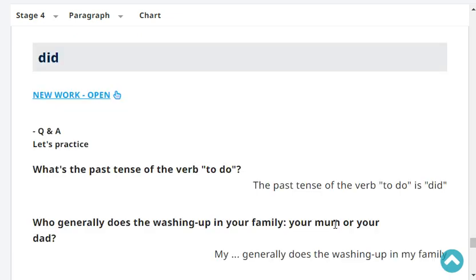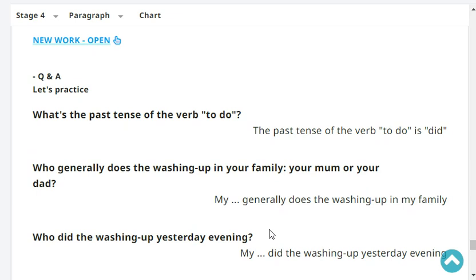Okay, what's the past tense of the verb to do? The past tense of the verb to do is did. Who generally does the washing up in your family? Your mom or your dad? My dad generally does the washing up in my family.